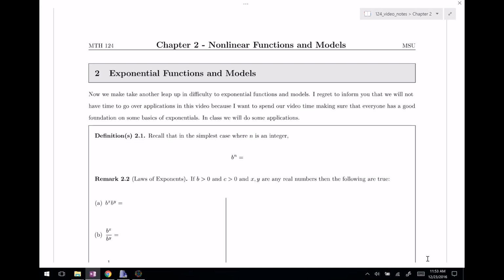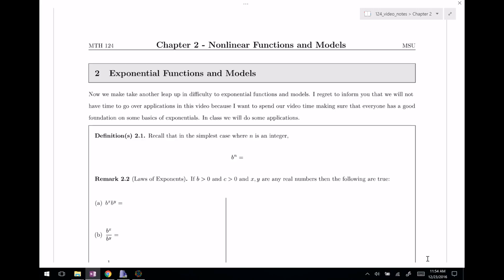So actually in this video, I'm going to hold off on the applications. We're going to go over that in class. But instead, I want to make sure that we have a good foundation. I want to build our base a little bit and make sure that we really understand some of these rules that go along with exponentials. So, let's get to it.